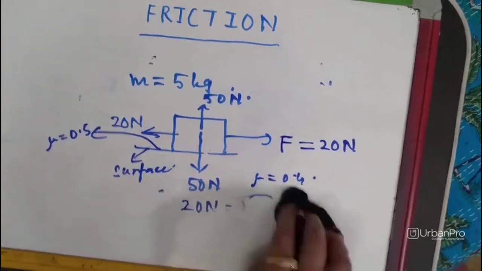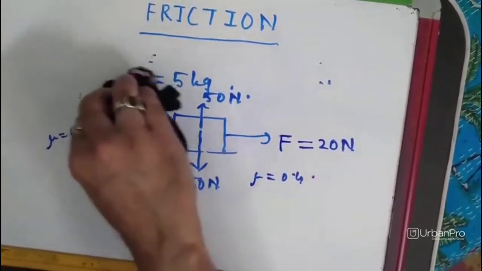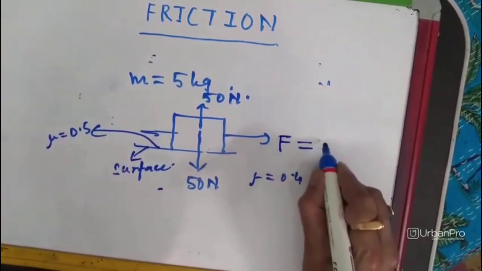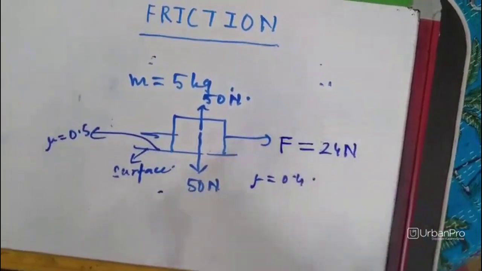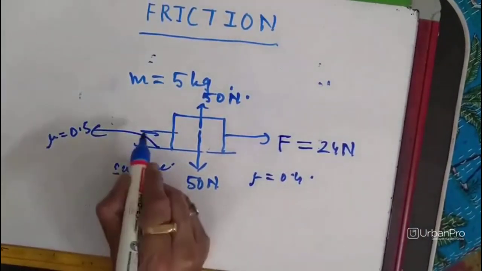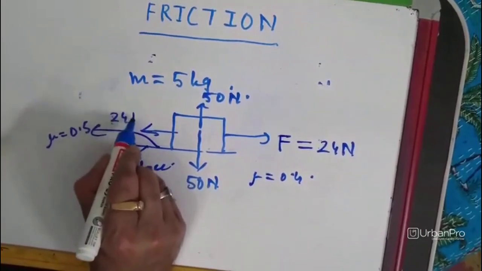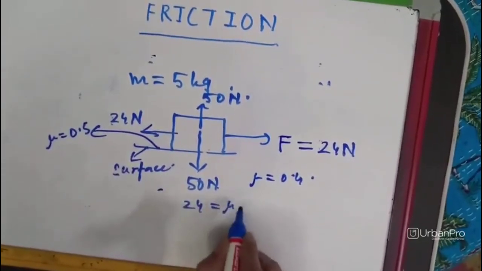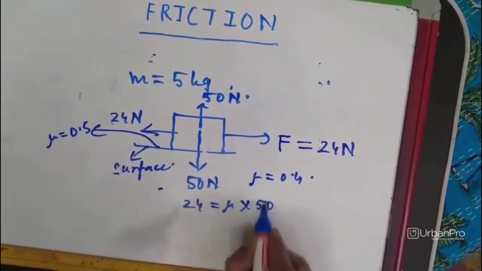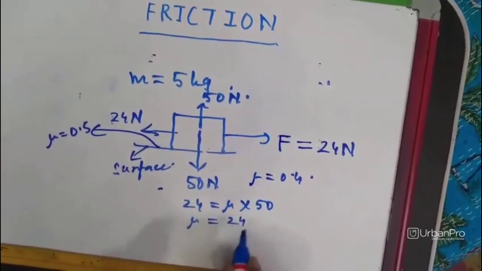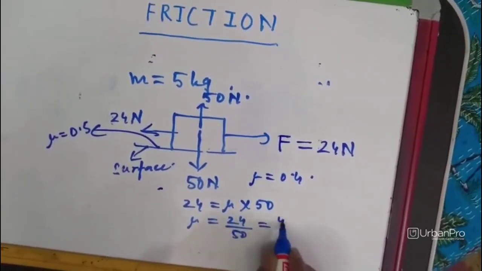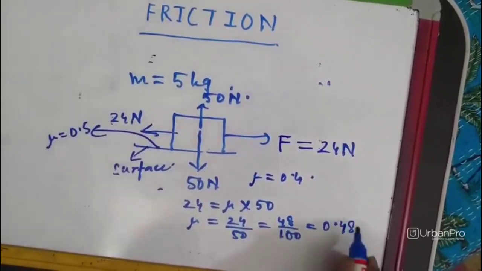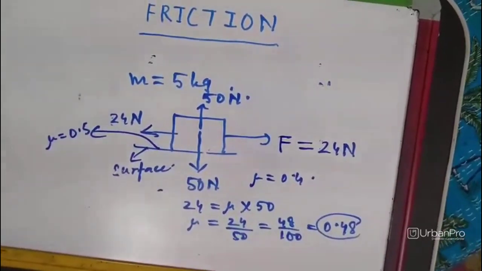Now suppose you increase the external force to 24 Newton. So friction force will again be 24 Newton towards the left, which means 24 is equal to mu into 50. So mu is equal to 24 by 50, which is 48 by 100, which is 0.48. Mu of 0.48 is being applied in this particular case.